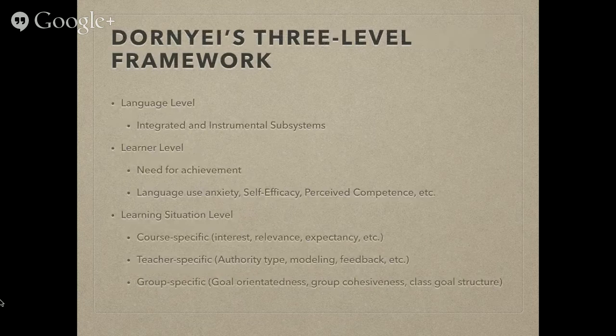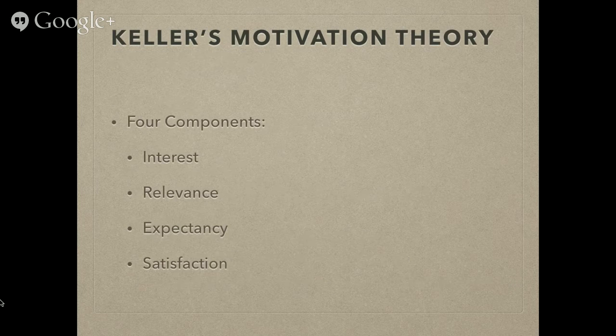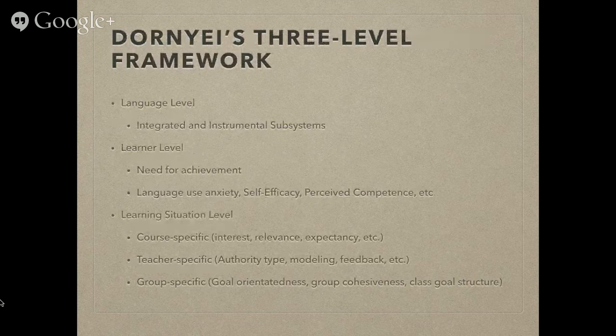And then, based on that, Dörnyei, who we will be hearing a lot of in a couple of weeks, starting next week, really, came up with this three-level framework. So we look at how these different components relate to these three different levels. We have the language level, looking at the integrative and instrumental subsystems. So what are the purposes or goals behind the language learning? The learner level, their need for achievement. So how high is their need to actually show that they can accomplish this? And then affective things, like their perceived competence, their self-efficacy, their language use anxiety. So things that might either promote or prevent learners from experimenting or using the language.